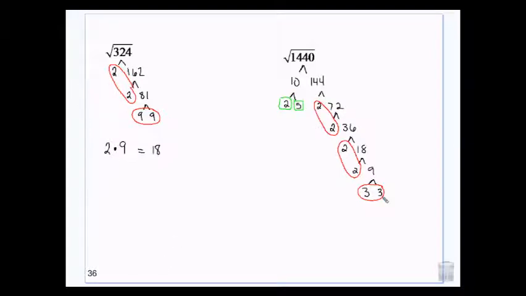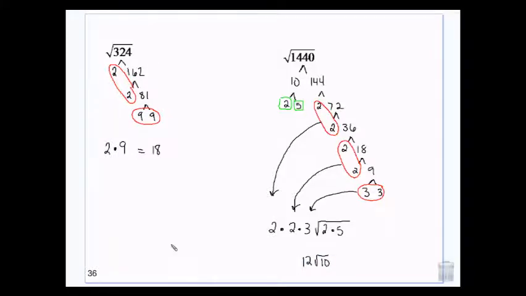So for each one of these pairs, I'm going to bring out 1. And then that 2 and that 5 that were left behind stay underneath. And then I multiply everything back together. 12 square root 10. I did it like 36 and 40, but then I did 6 radical 40 and then factored the 40 and still got the same thing. That's fine. There's more than one way to do this.